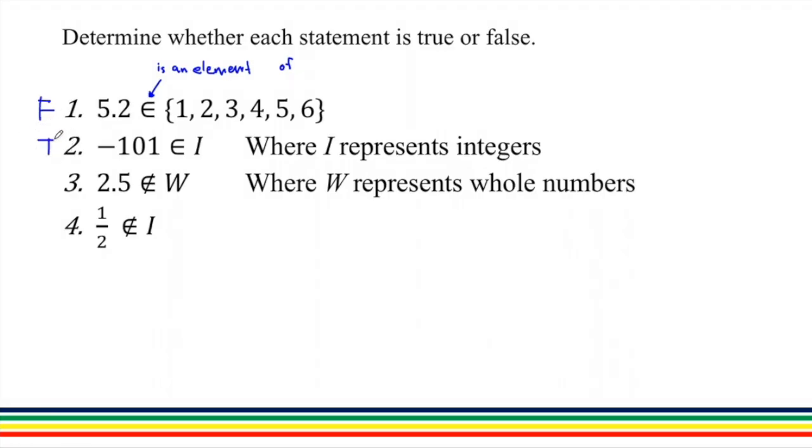Number 3, 2.5 is not an element of W, where W represents the whole numbers. So yes, that's true because 2.5 is not a whole number. Then we have 1/2 is not an element of the integers. Yes, that is true. 1/2 is not an element of I, the integers.